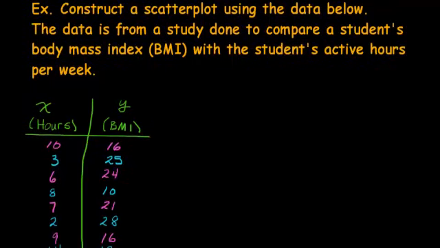Here we have the hours per week active. So for 10 hours per week, one student had 10 active hours per week and a body mass index of 16. The next student had 3 hours active per week, they reported that, and had a body mass index of 25, and so forth. So let's look then at how this would look on a plot.